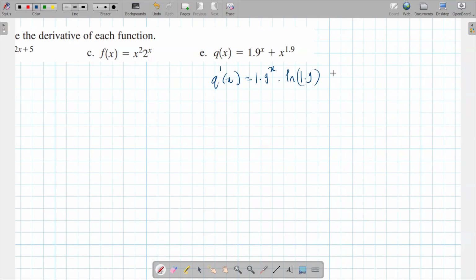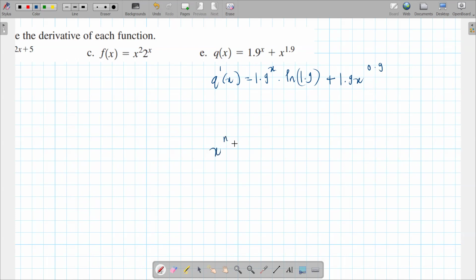X becomes a 1, so we can ignore it. What about the next component? What's the derivative of the next part? It's just like x squared. So 1.9x to the power of 0.9. Correct. That's it. Final answer, and you're done.